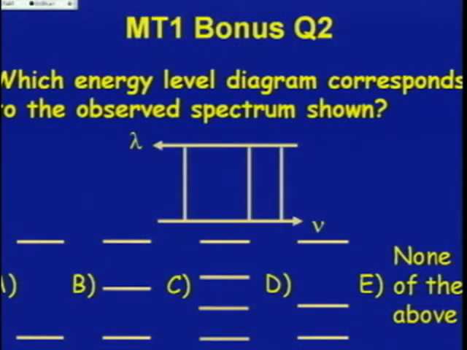Okay. None of the above. The question is, which energy level diagram corresponds to the observed spectrum shown here? This is the spectrum here. And is it A, B, C, D, or E? Look very carefully and give me your answer.